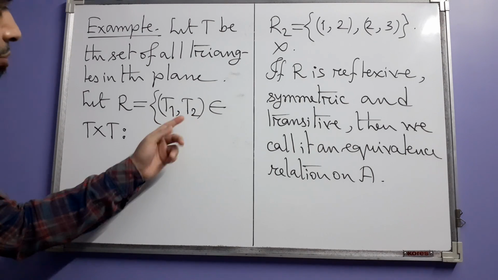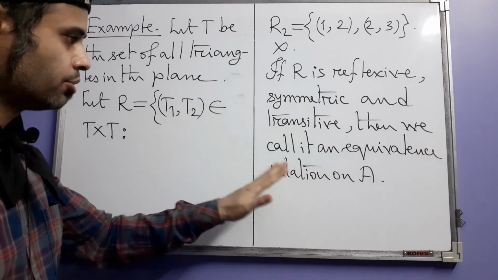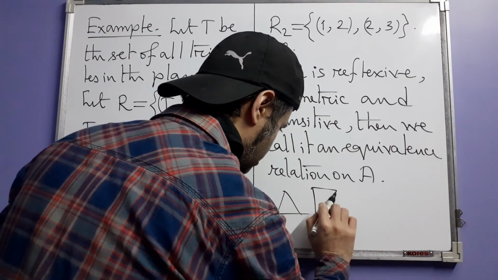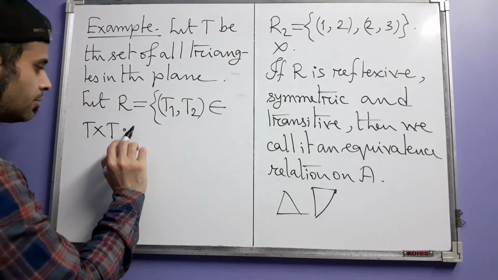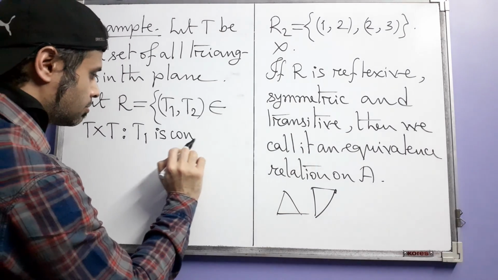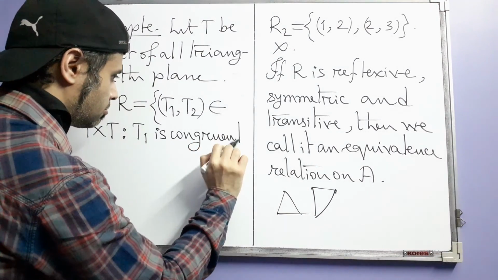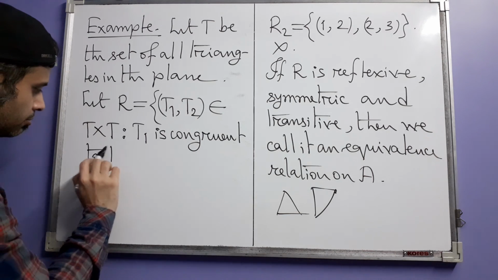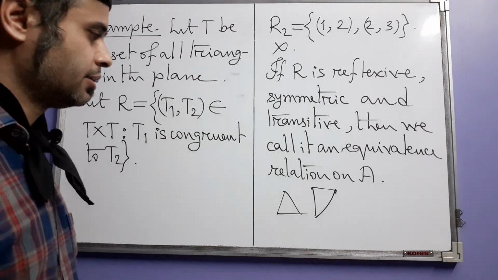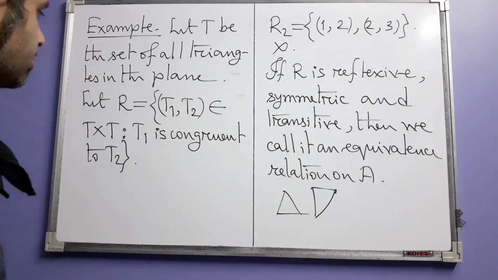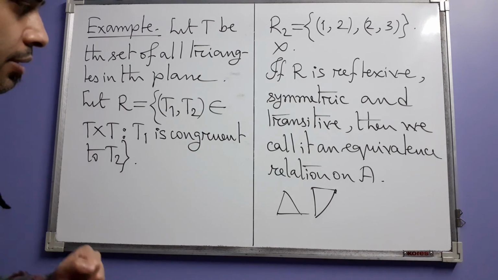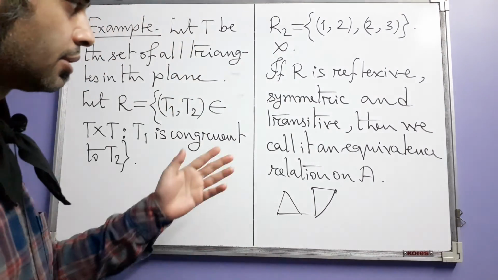So in this ordered pair, T1 and T2 are both some plane triangles, things like this, okay? And T1 is congruent to T2. That's the definition of the relation. If that happens, then we say that T1 and T2 are related by this relation R. Is it an equivalence relation? Is it reflexive? Let us see one by one the conditions.